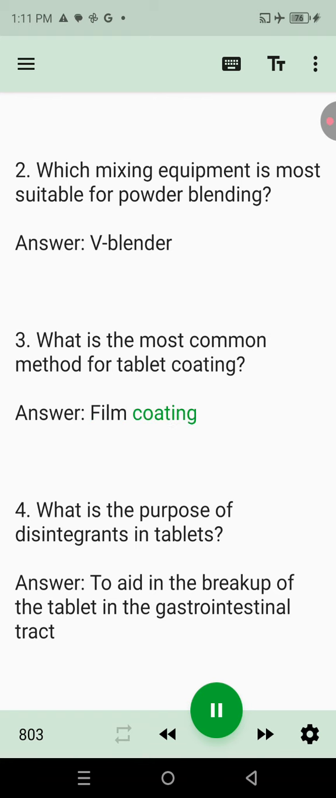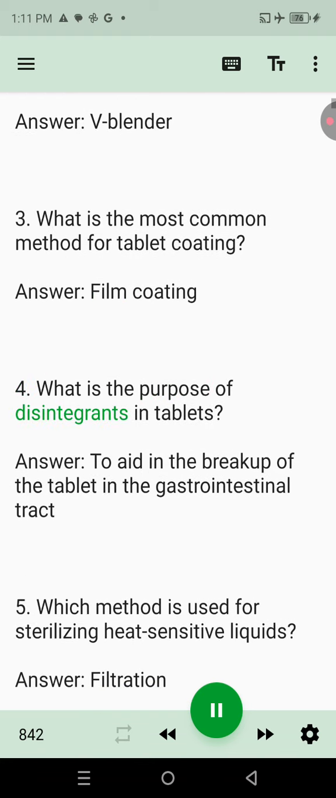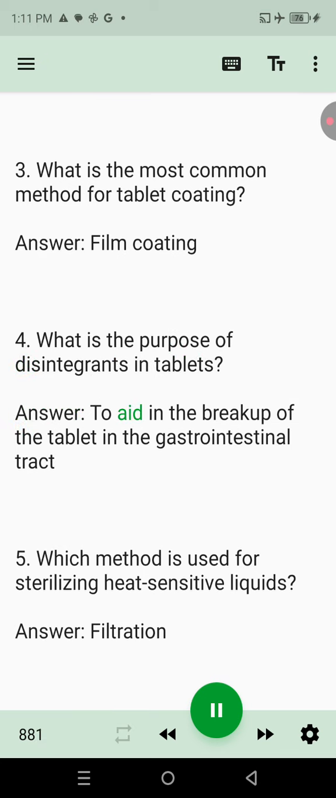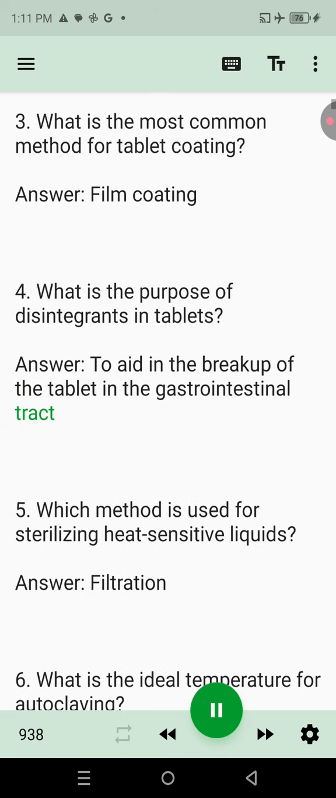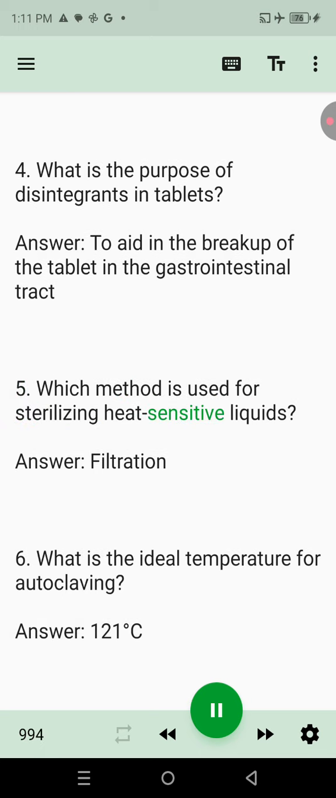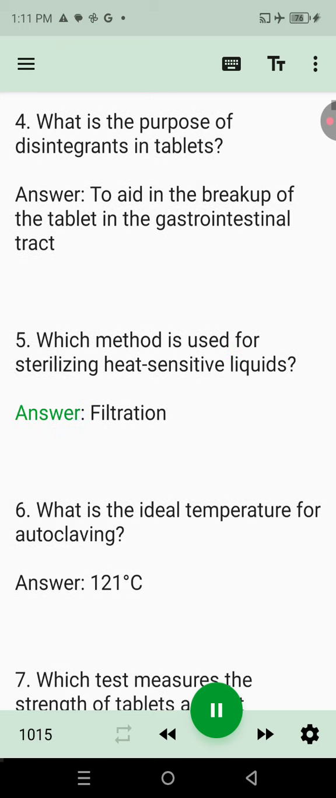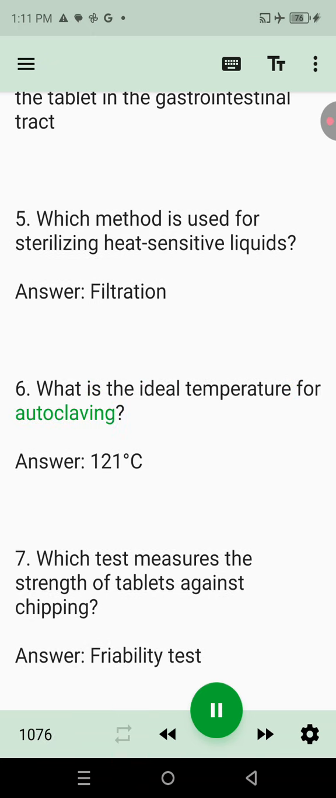Answer: film coating. 4. What is the purpose of disintegrants in tablets? Answer: to aid in the breakup of the tablet in the gastrointestinal tract. 5. Which method is used for sterilizing heat-sensitive liquids? Answer: filtration. 6. What is the ideal temperature for autoclaving?